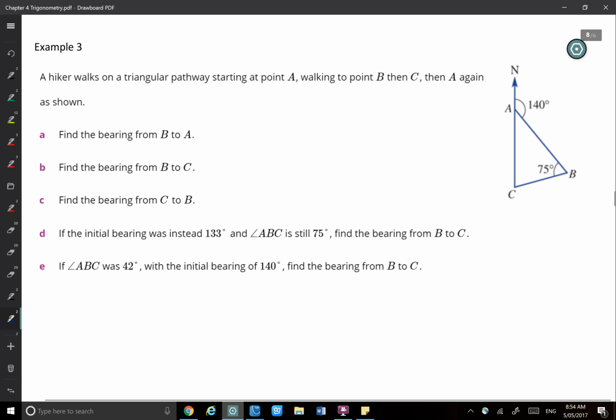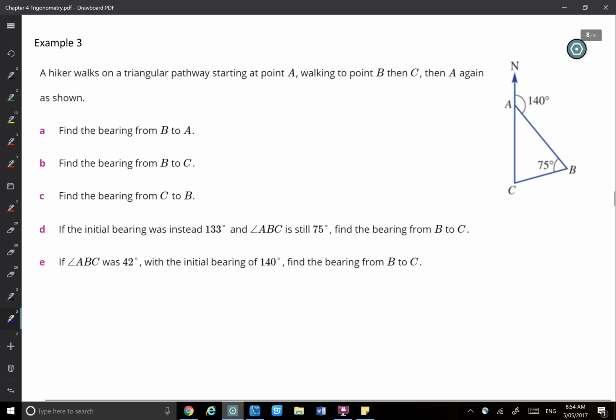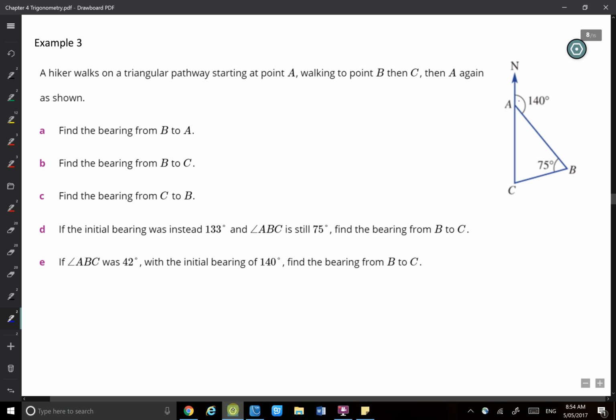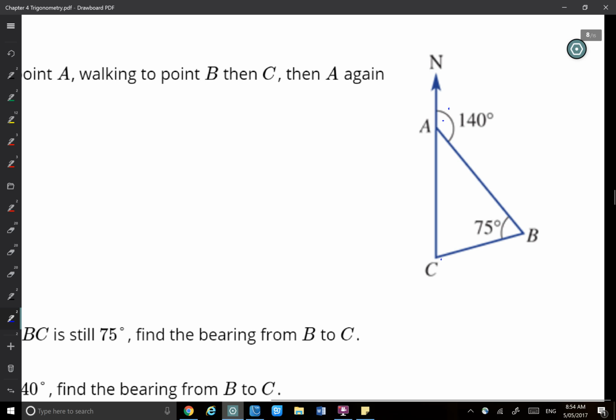I'll show you example 3, and you do example 4 by yourself. A hiker walks on a triangular path, starting at point A, walking to a point B, then to a point C, then A again. So from A to B to C and back to A. So find the bearing from B to A.